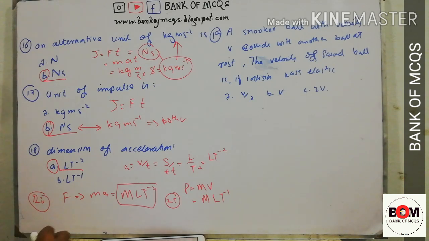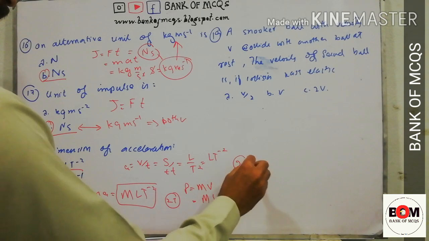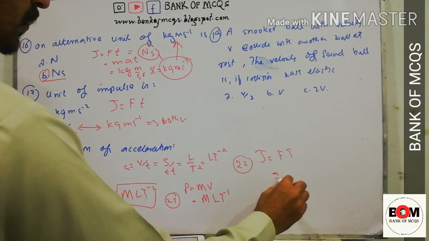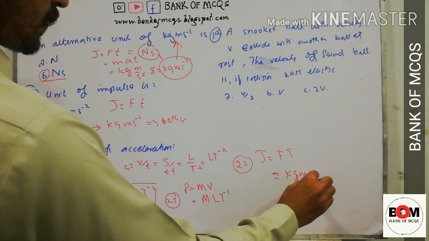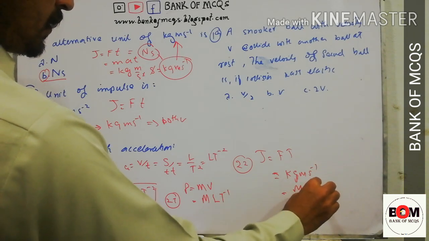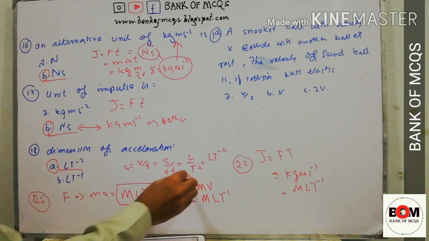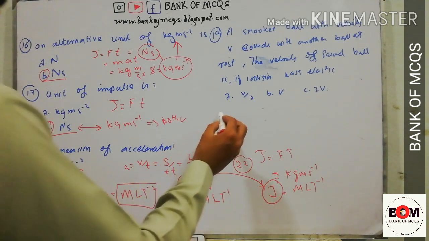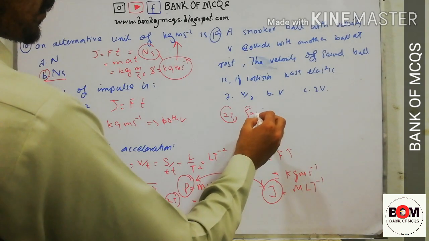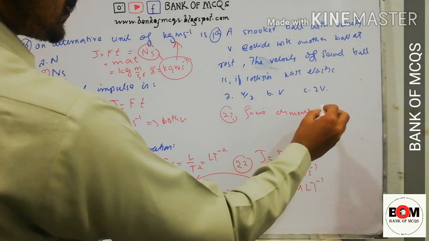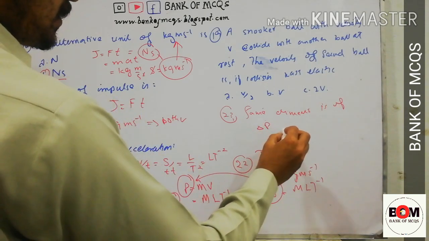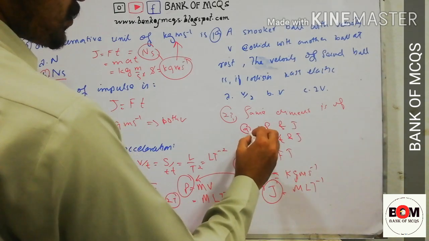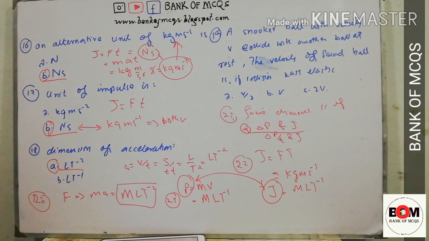Now to find the dimension of impulse. Impulse J is equal to Ft, and the unit of J is kilogram meter per second. So we can write M L T minus 1. So momentum and impulse have the same dimension. Number 23: same dimension is of delta P and J, or delta P by t and J. So option C, delta P and J, is the same as impulse.